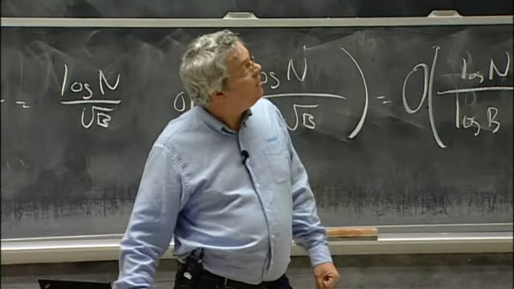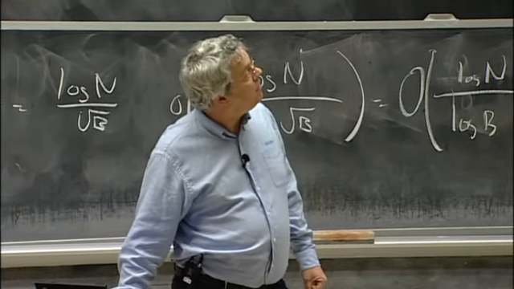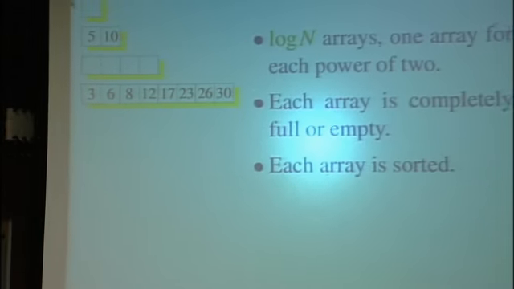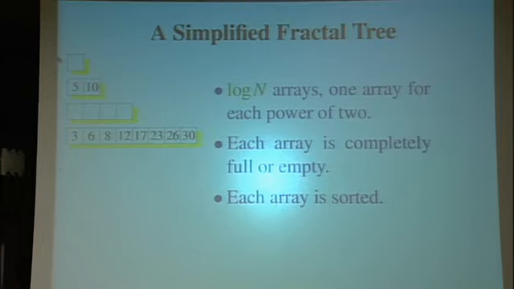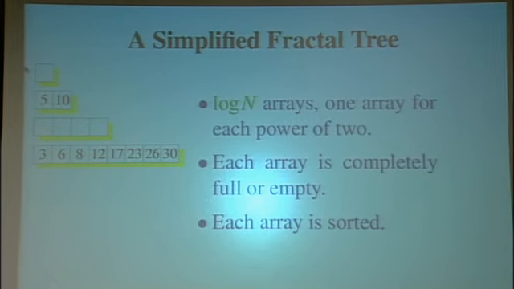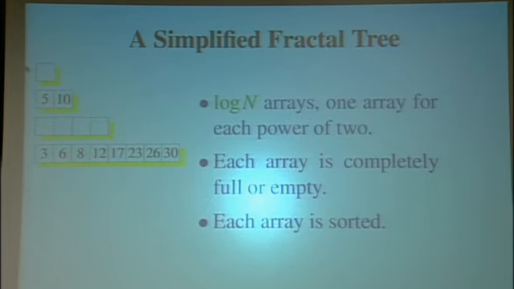So this is basically working out those details. And so here's an example. Here's a data structure that can achieve this kind of performance. It's a simple version of a streaming B-tree or a fractal tree.